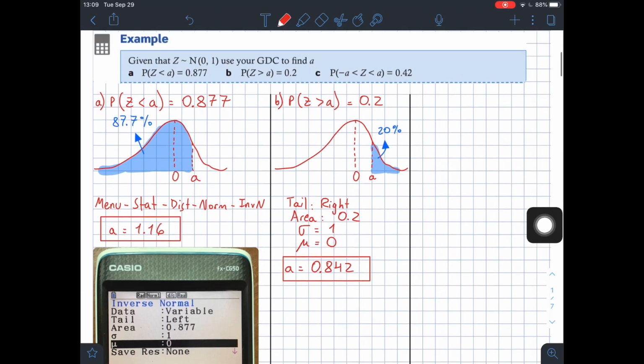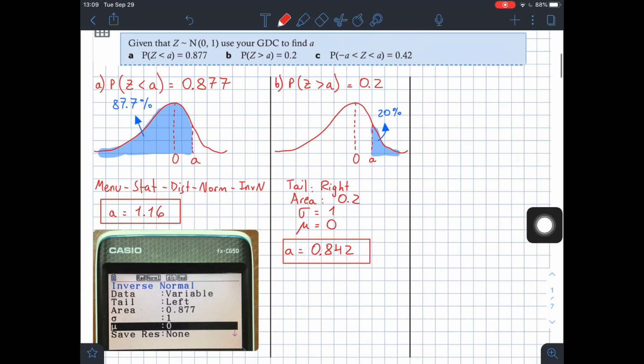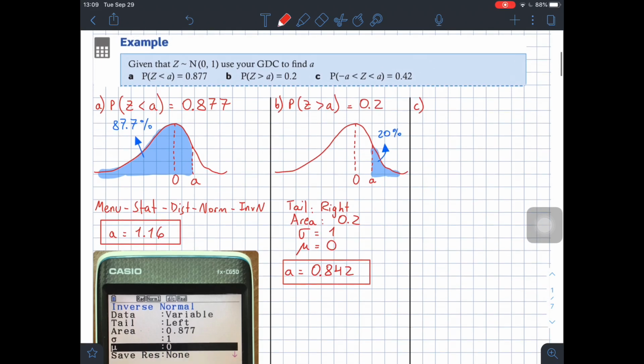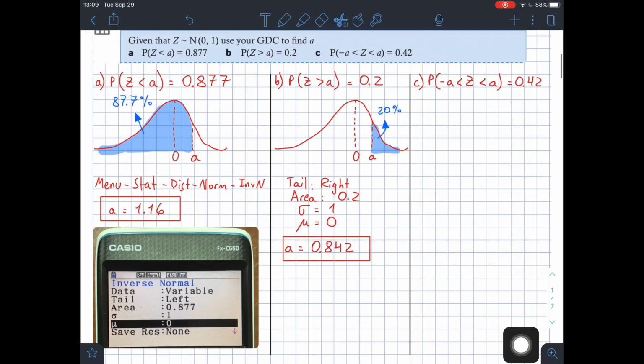Okay? Finally, for part C, we have this situation. We're given the information that the probability of C being in between negative A and A is equal to 0.42. So I think you can already imagine what this sketch would look like. Let me copy the normal. We're going to do the sketch.